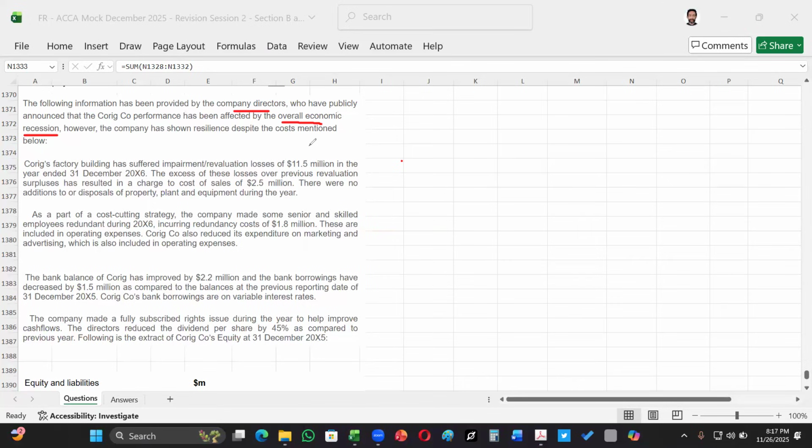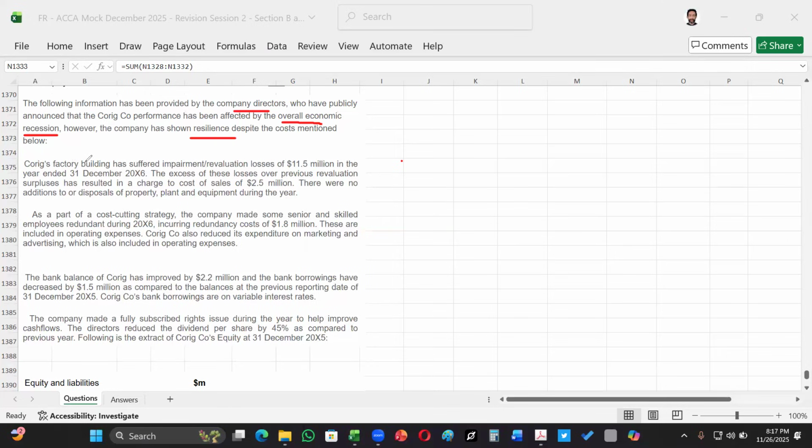Okay, so this is going to be the breakup of the costs so that we could understand why the results are poor. Okay, so let's see the statement. This statement does not seem to be making a lot of sense, that the company has shown resilience, because the performance looks poor, but let's see why they're saying that.